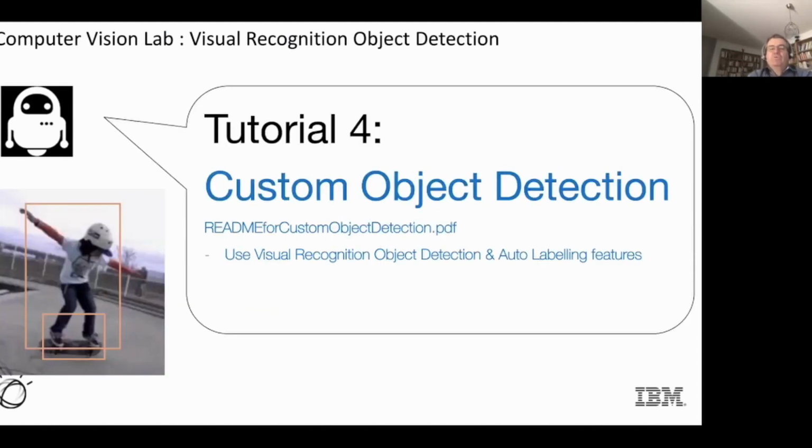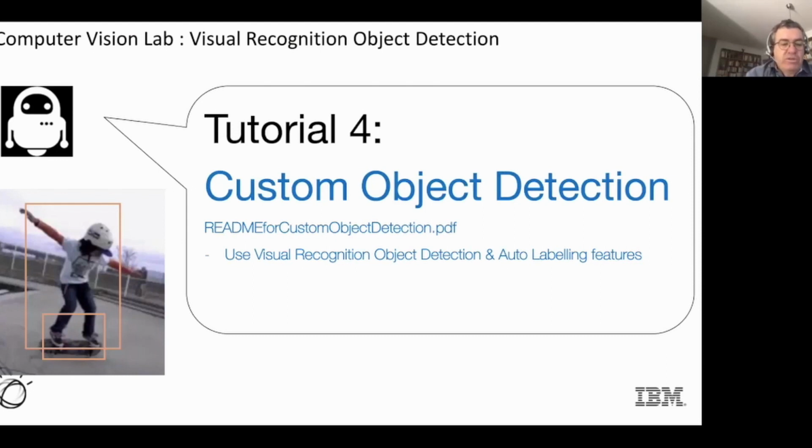And tutorial 4 will be about custom object detection. So the idea will be to create a collection of images. It will have a specific PDF for that, the custom object detection PDF. You will be able to upload pictures, and you will customize those pictures in order to say, okay, the object I want to recognize in the picture is this.